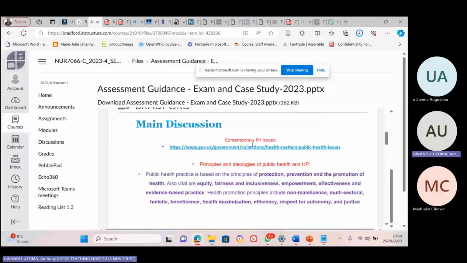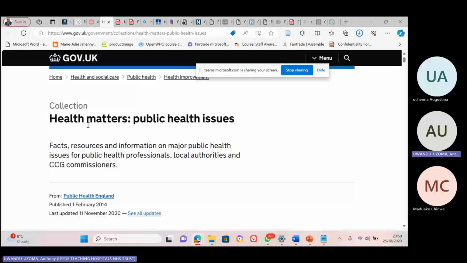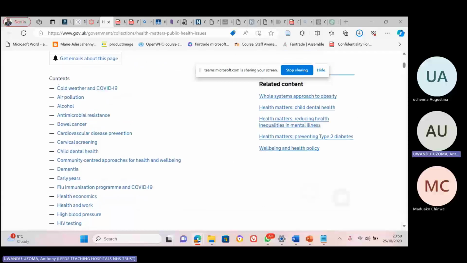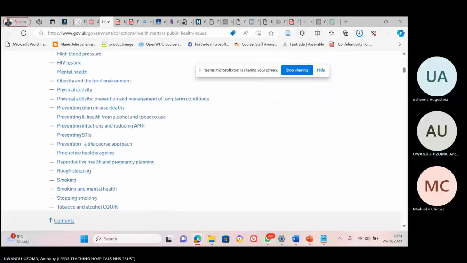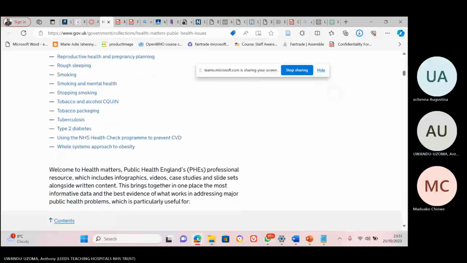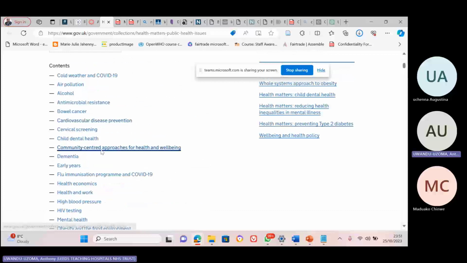If you go to contemporary issues in public health, this link here, before this, principles of public health. If you open it, public health matters in the UK. There are different topics, so you can see a list of topics here, right? You can select a topic that you are conversant with. Choose one of them, read around it, and then see if you can come up with a topic.